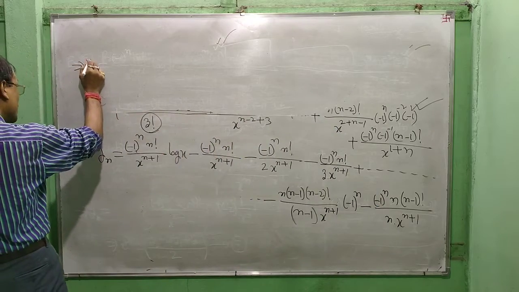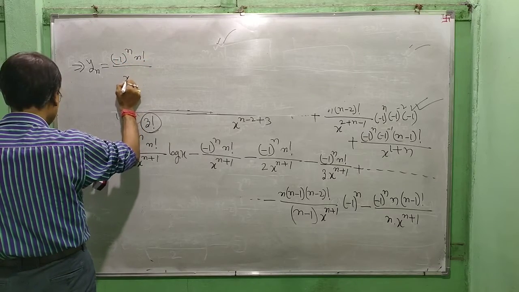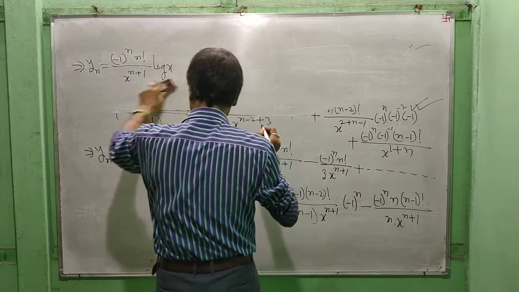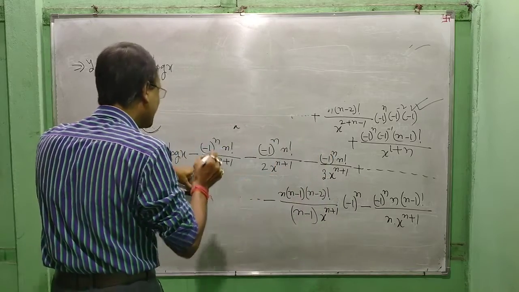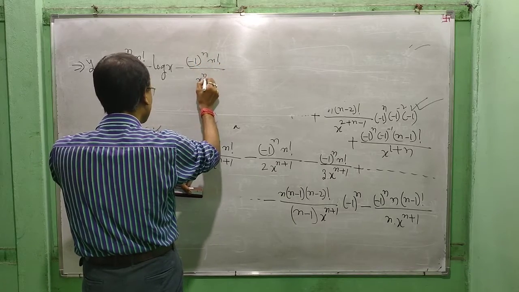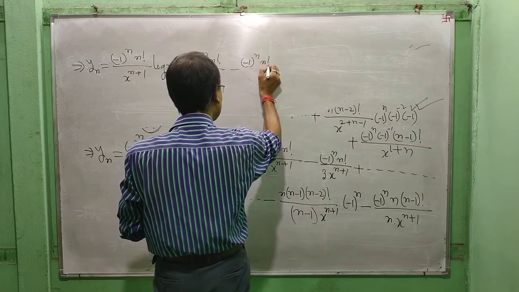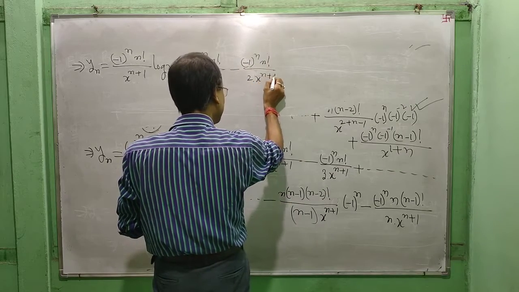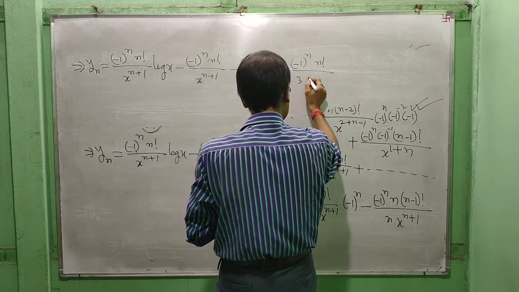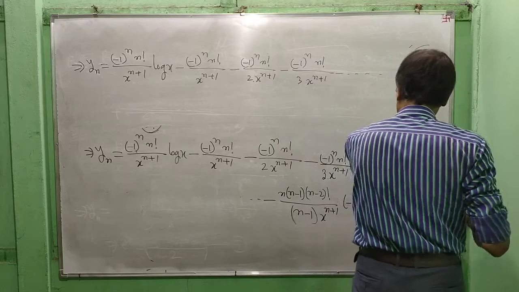Now write here. Yn is equal to minus 1 whole to the power n factorial n divided by x to the power n plus 1 log x, minus minus 1 whole to the power n factorial n divided by x to the power n plus 1, minus minus 1 whole to the power n factorial n divided by 2 into x to the power n plus 1, minus minus 1 whole to the power n factorial n divided by 3 into x to the power n plus 1, minus dot dot dot. Definitely all terms will be minus.